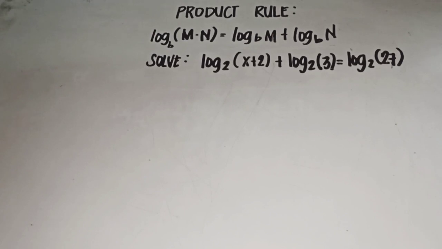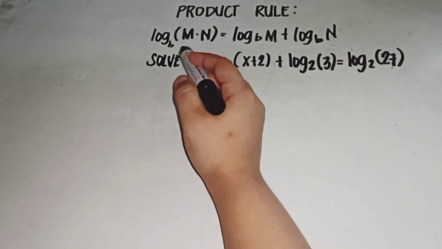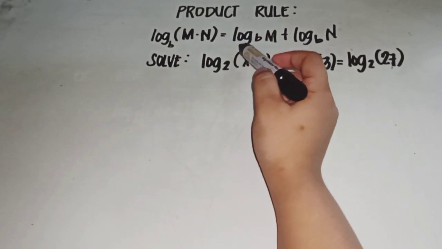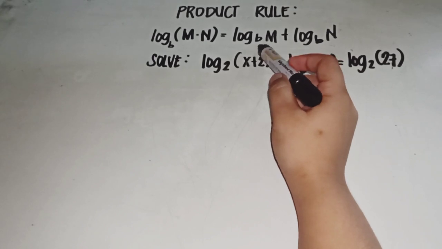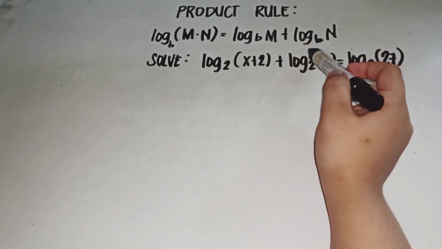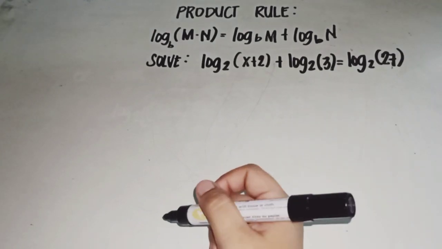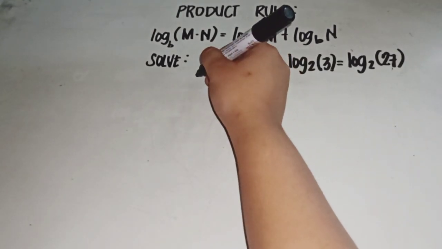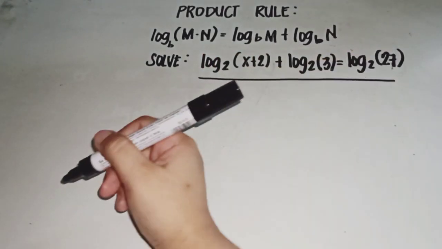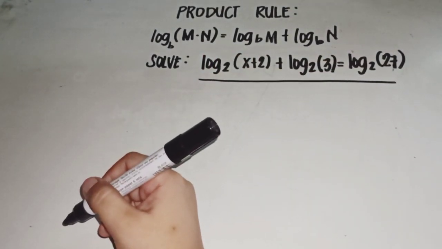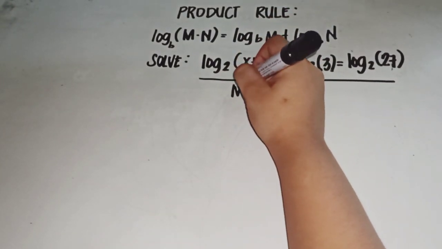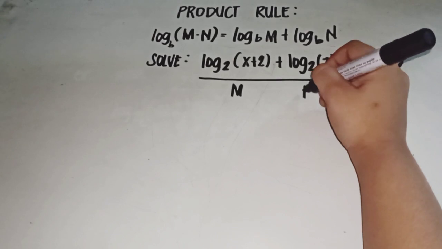We know that the product rule of logarithm explains that the logarithm of m times n to the base b is also equal to the logarithm of m to the base b plus logarithm of n to the base b. Now we'll try to solve an example. So we will try to solve this and find the value of x. So we will set this first term as our m, this second term as our n.